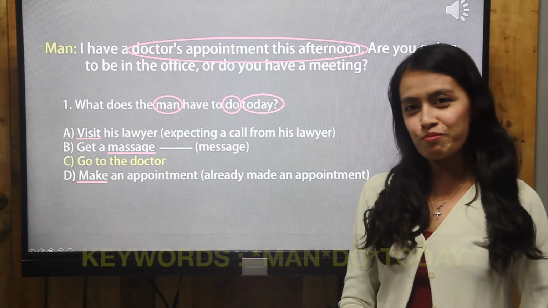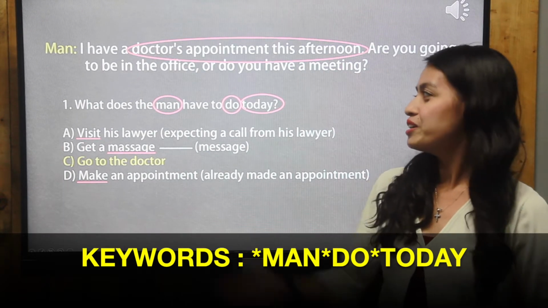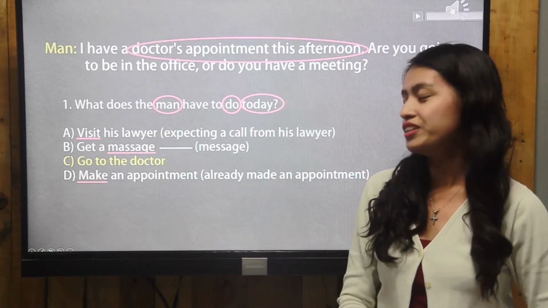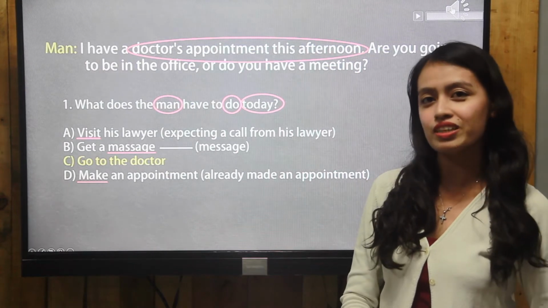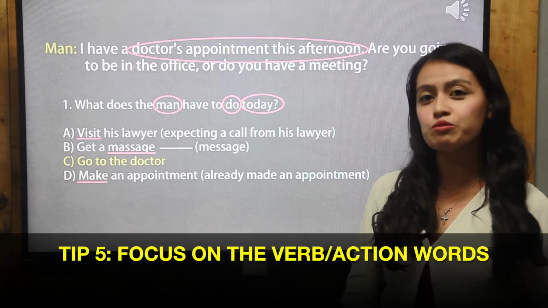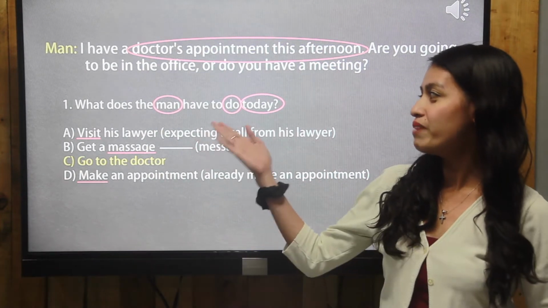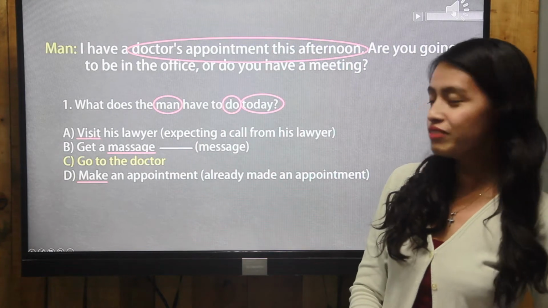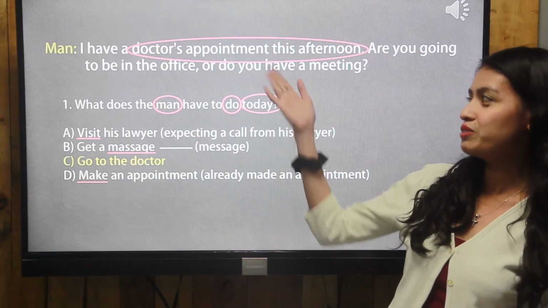For number 1, we have the keywords man, do, and today. These words will serve as your keywords on how to answer this question. For this type of question, you have to focus on the action word or the verb of what the man is doing today. For example, in the conversation, you will hear this one.